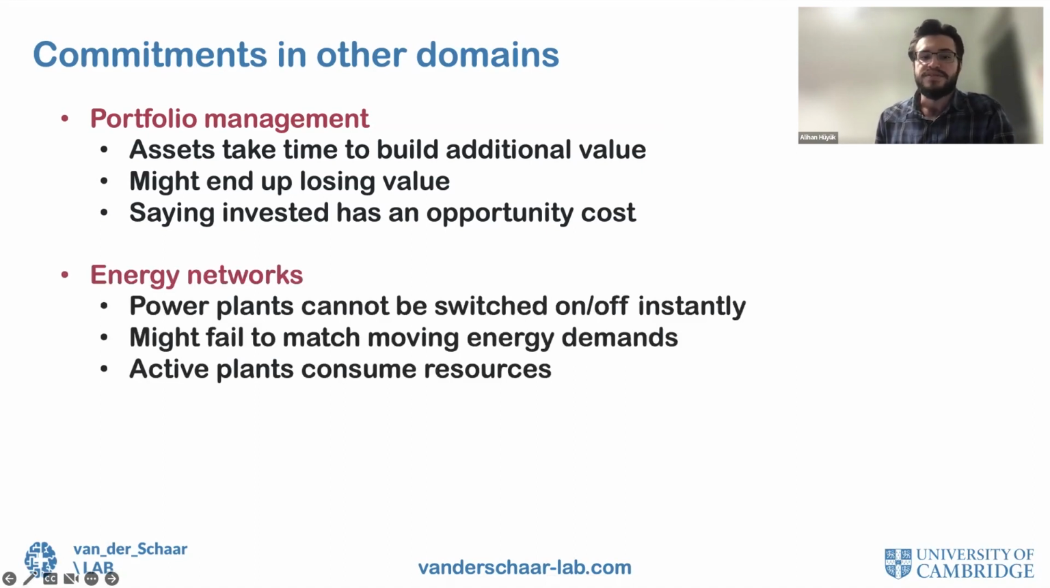And another good example is energy networks. Suppose I'm trying to decide which power plants to turn on and off. And of course, switching a power plant is not an instantaneous thing. I need to commit to decisions. And when doing this, I'm trying to match moving energy demands. If I don't predict this accurately, I might make a wrong commitment. And of course, a plant, while it's on, consumes resources, which is equivalent to a continual cost you are paying. So optimal commitment could be useful in all sorts of domains.